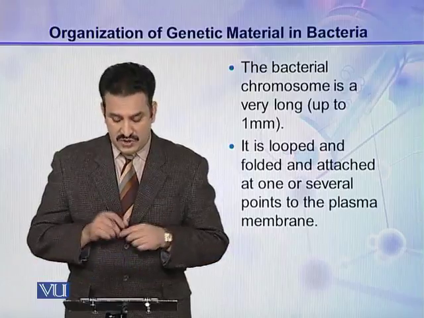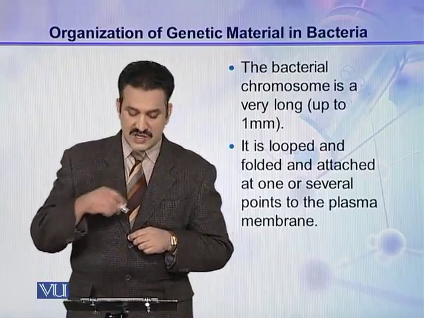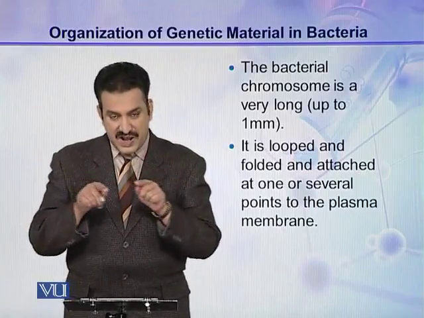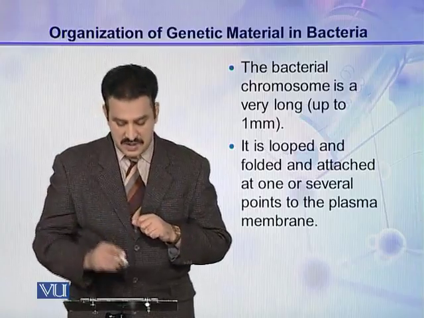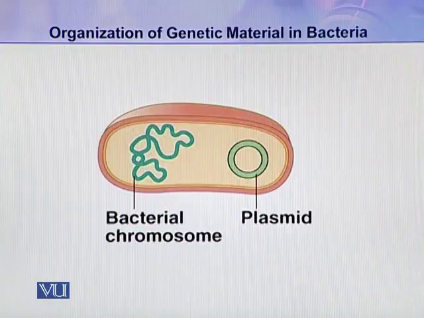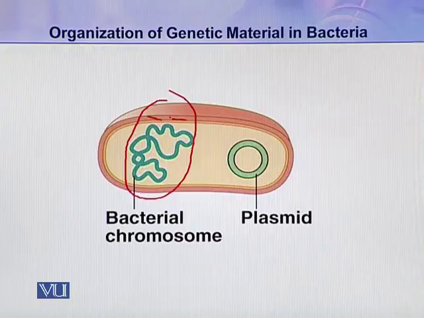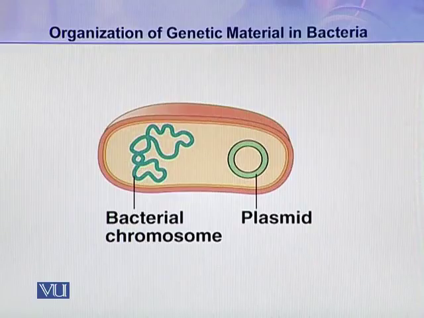So this DNA molecule is looped and folded, and at some points it is attached to the plasma membrane of the cell. For example, here you can see in this bacterial cell, this bacterial chromosome is present. You can see the chromosome is folded and looped at various points, and it is also linked or attached to the plasma membrane at different points. So this is the chromosome of a bacterial cell.